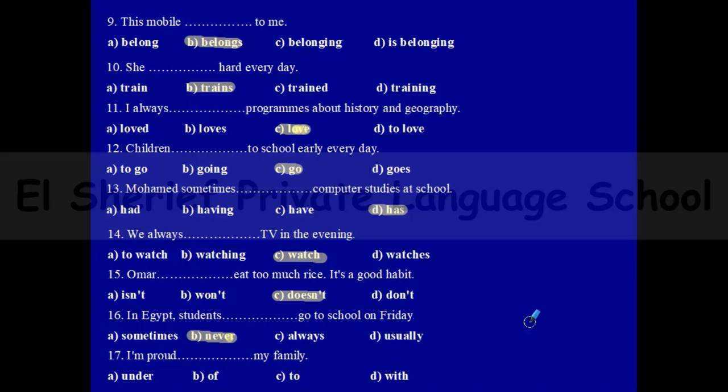Number 17, and the last sentence. I'm proud, space, my family. So what's the right answer? Under, of, to, or with. Of course, it will be I'm proud of my family. At that point, we can say that we have finished this session, and we finished Unit 2 in your new Hello book. I wish everything is clear for you. Next time, wait for me, and I'm waiting for you.